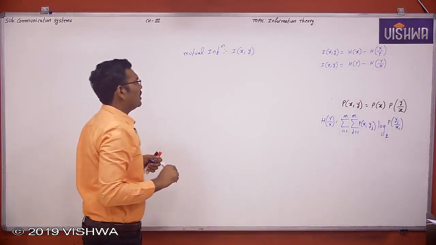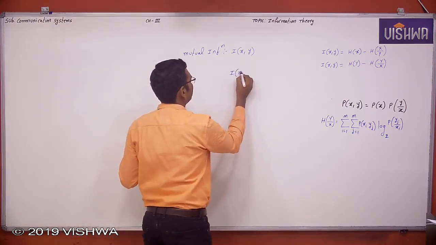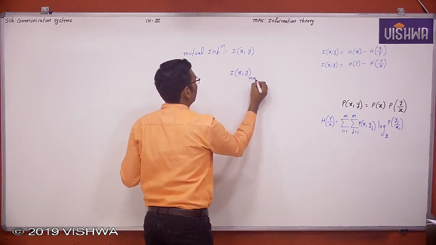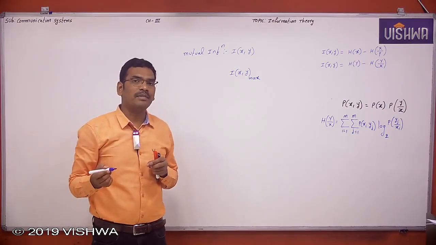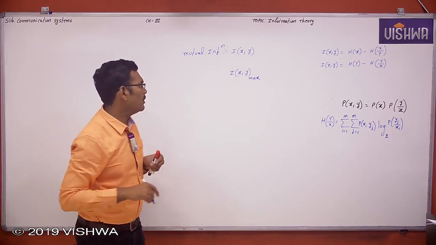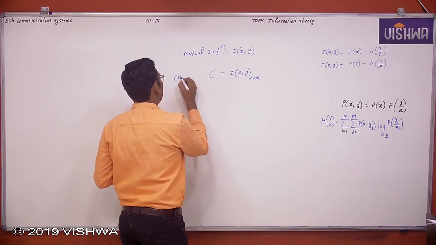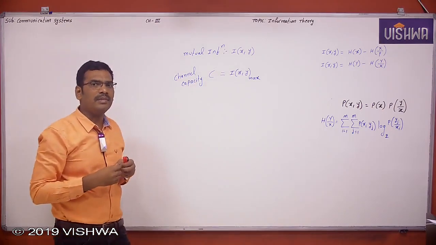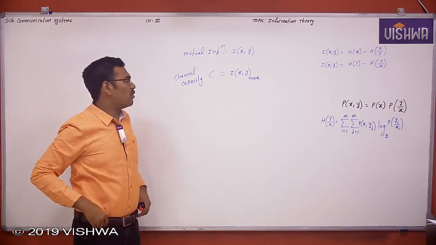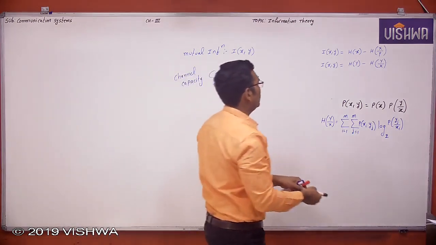Okay, so now my question is, what is the maximum mutual information? What is the meaning of that? Maximum mutual information means the maximum number of bits transmitted through the channel per symbol. The maximum mutual information is called channel capacity. Now this is the channel capacity.